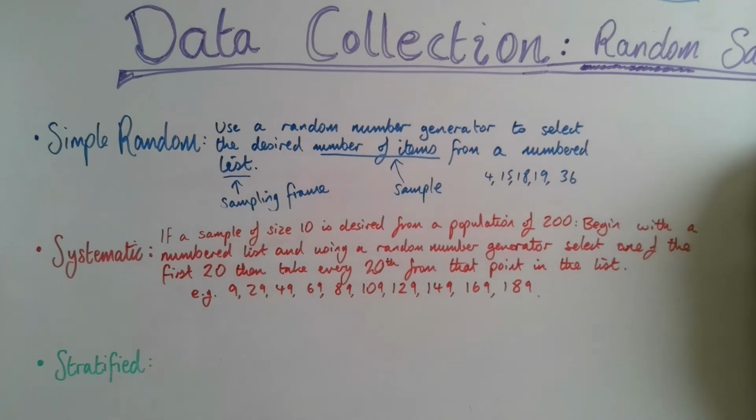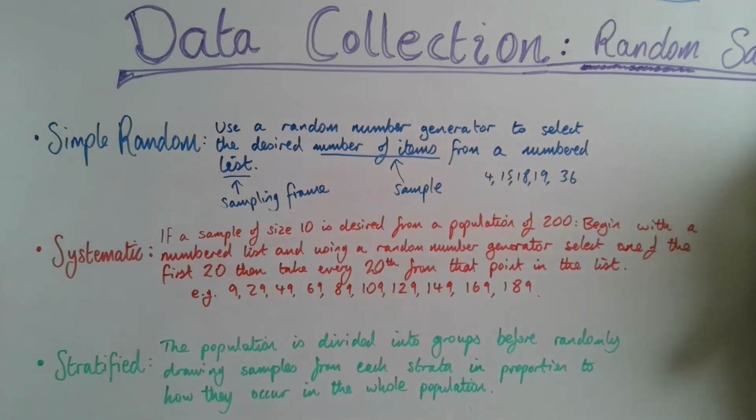Have a go at writing that one down. So here I've come up with: the population is divided into groups before randomly drawing samples from each strata in proportion to how they occur in the whole population. Right, and next we'll have a little look at a few examples of how to do this.